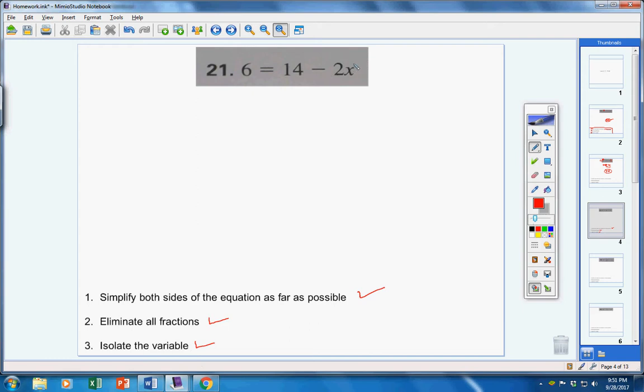Now, to get x by itself, there are two numbers I want to get rid of. Remember, always save this number here beside the x for last. So, bring the positive 14 over, make it a negative 14, and we're left with negative 8 equals negative 2x. Positive 6, negative 14, negative 8. Next, the negative 2 is multiplying times the x, so we divide both sides by negative 2. These cancel. A negative over a negative is positive, and 8 divided by 2 is 4.